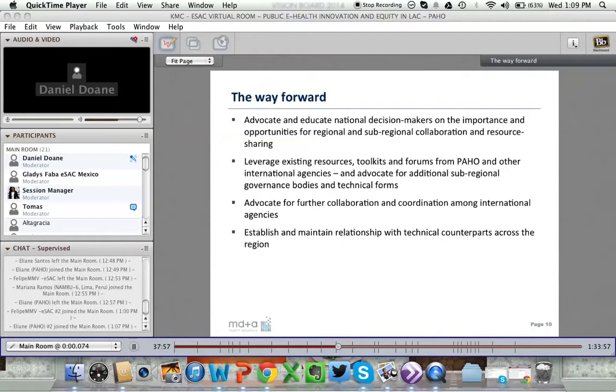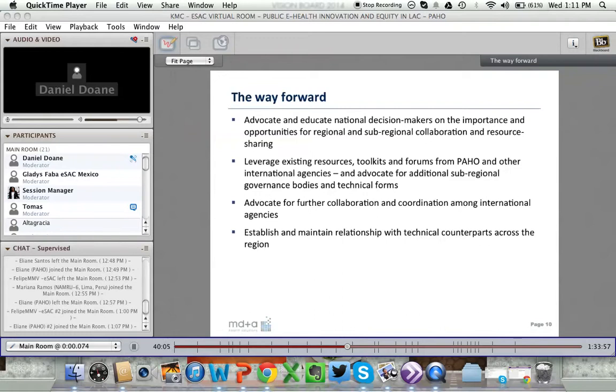And as, again, technical people who engage with these groups, we can continue to advocate that they also speak with their counterparts and work to coordinate and collaborate with their counterparts in other international agencies to ensure a common approach, a common vision for public health, eHealth and public health, and a common strategy in order to be able to enable some of these building blocks.